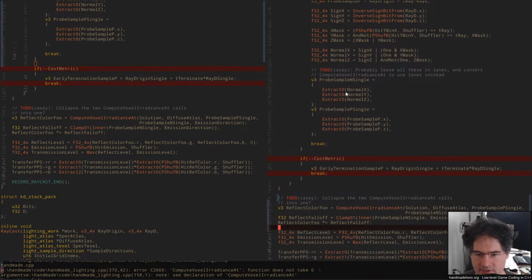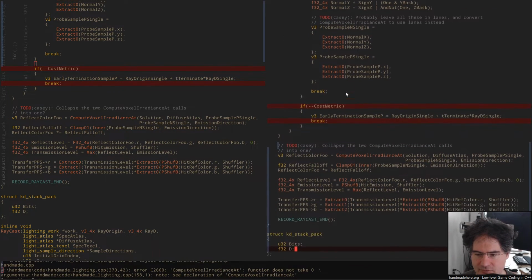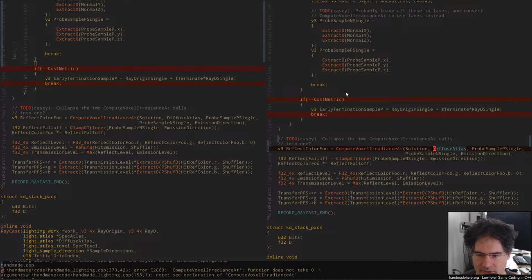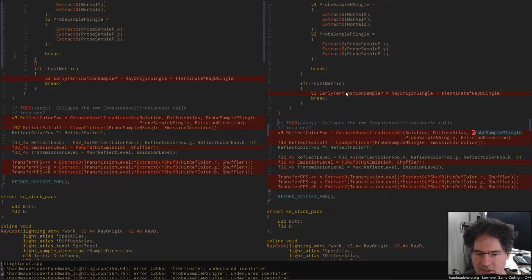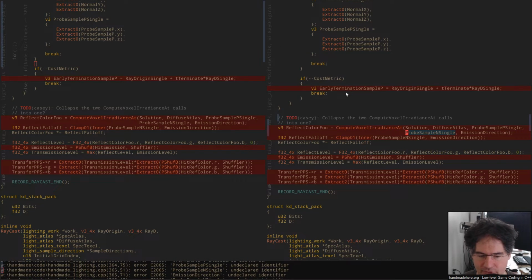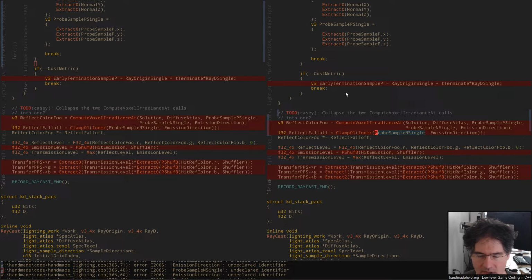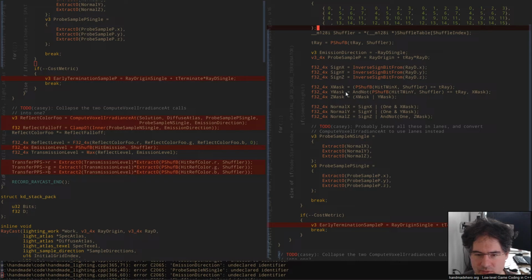If we did, we can early terminate. If the cost metric was a problem, we'll terminate for that as well. And then we'll fall out here, into a way that's going to use a couple of things that we need to propagate outwards. If we look at what those are, there's probe sample P single, probe sample N single, and emission direction. We want to produce those in each of our cases.